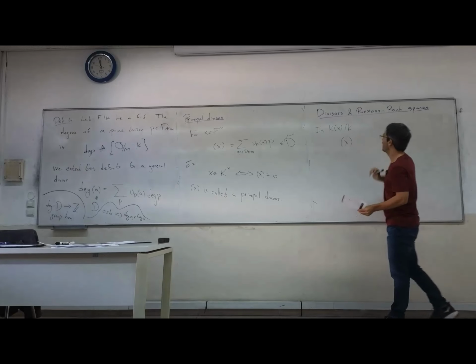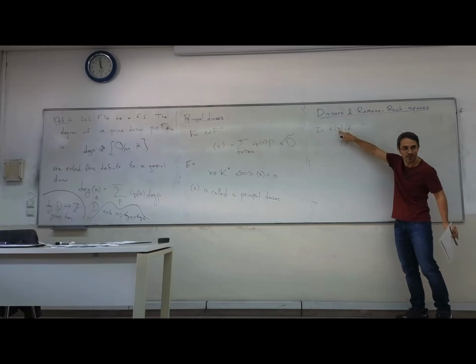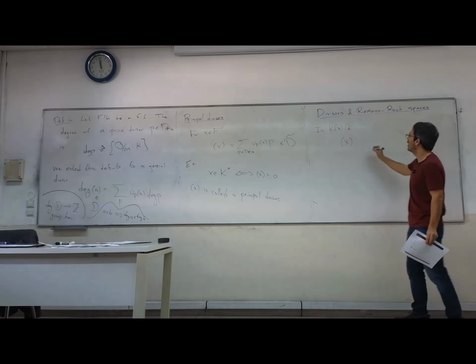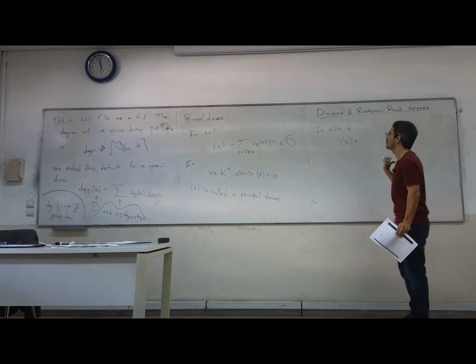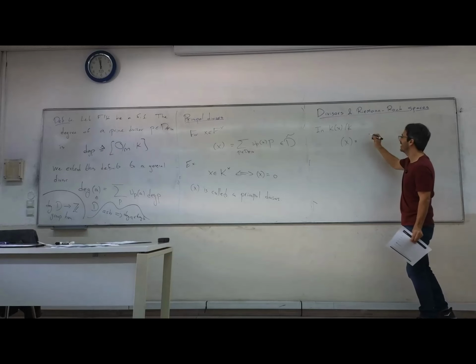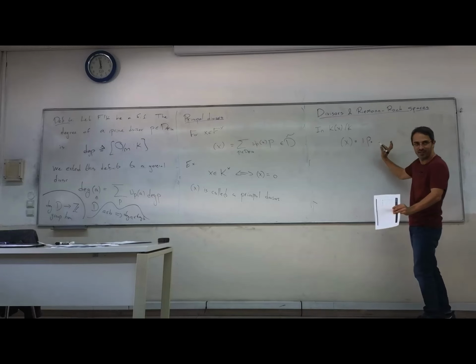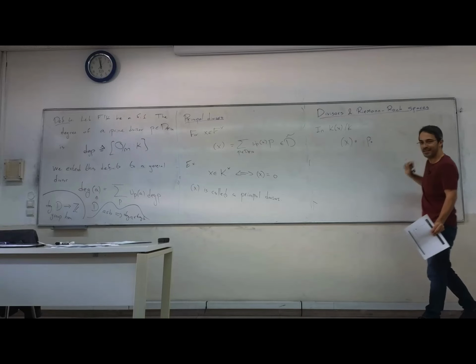So let's look at the divisor of x. This is not a general x, it's this x in the rational function field. So what can you say? Where are the zeros of this x that you know? At 0. And how many zeros does it have there? 1. So I can write 1 times p0, or I can just write p0.